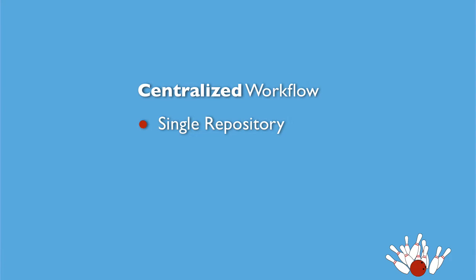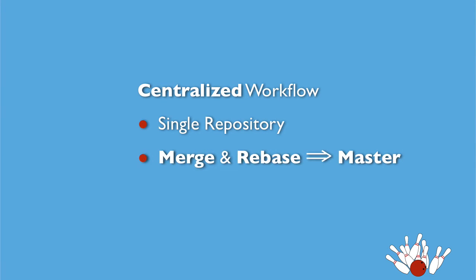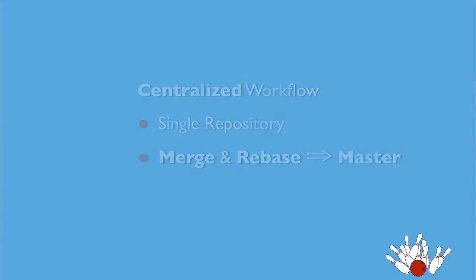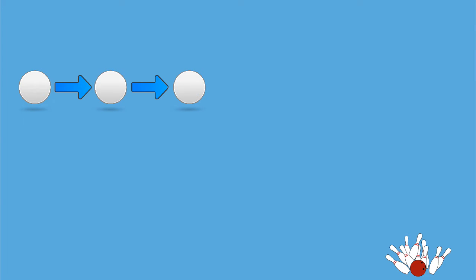In the Centralized workflow, you have a single repository and you merge your changes to the master branch and then rebase your changes on top of the master. Let's look at how this workflow functions on a graph. Every circle you see on this graph represents a commit. So let's assume initially that your local repository is up to date and your local master branch and the branch of the remote repository point to the same commit hash.